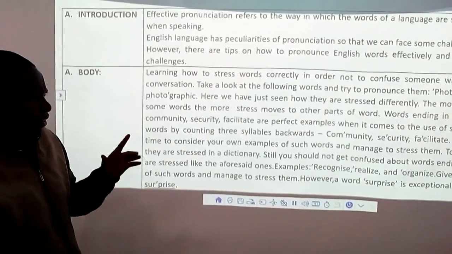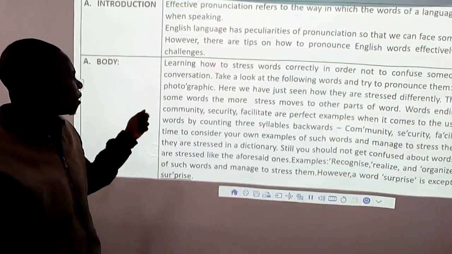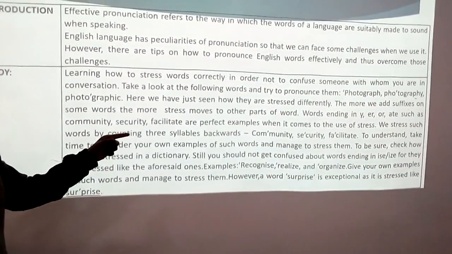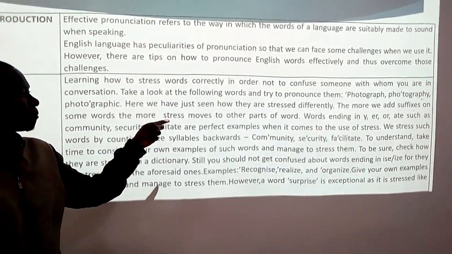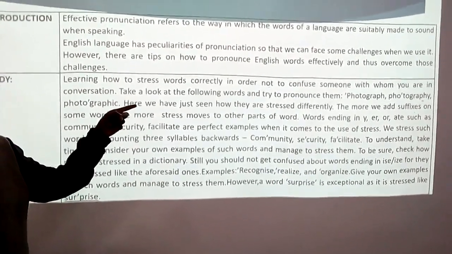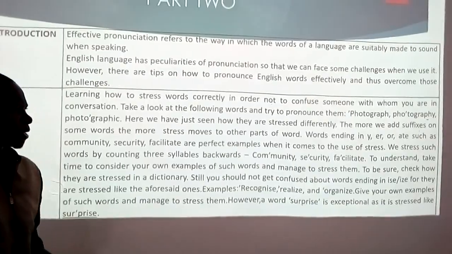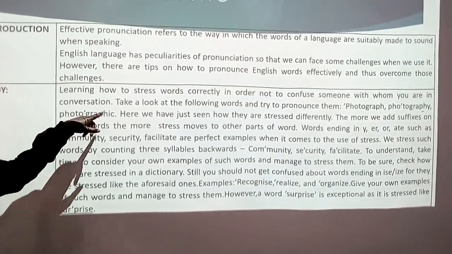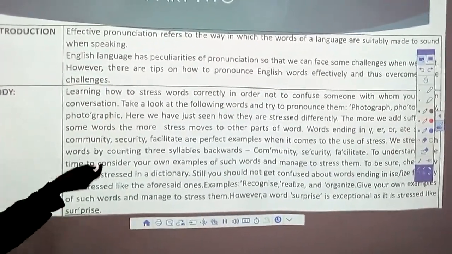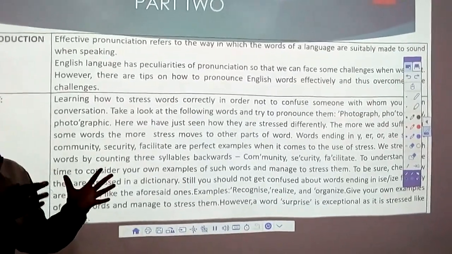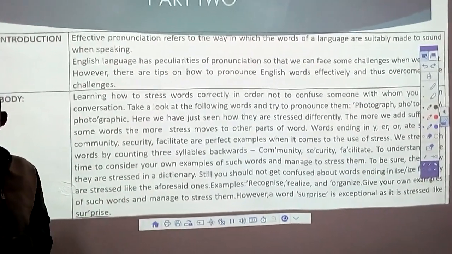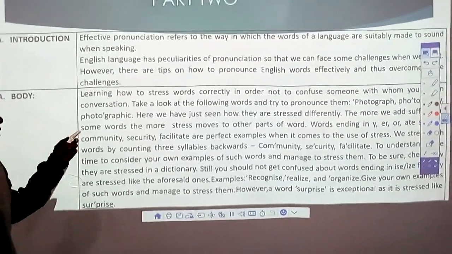Now, here we have just seen how they are stressed differently. Okay? The more we add suffixes on some words, the more stress moves to other parts of the word. Like I've been saying, the more you add a suffix on a word, the more the stress moves. Okay? And now let's continue.